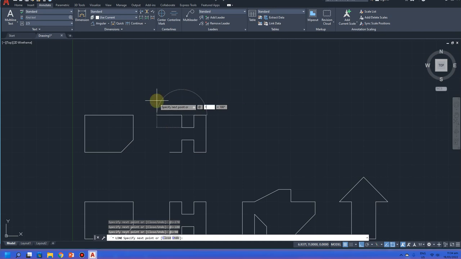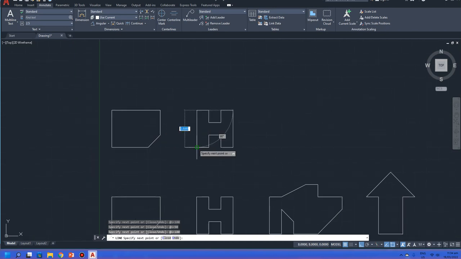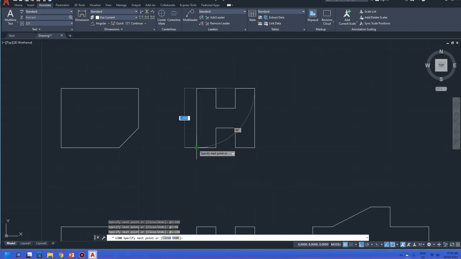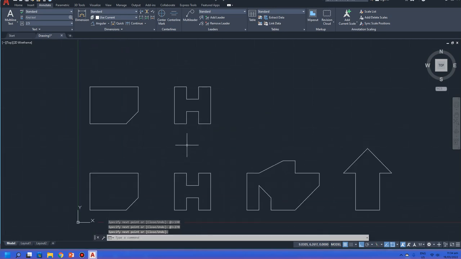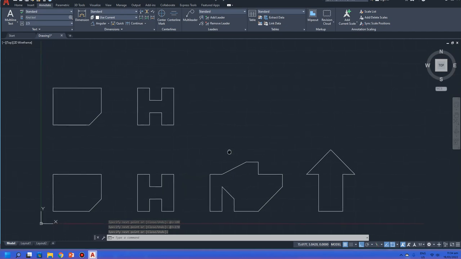At distance 1, angle is 180, and you can just click here to close the shape or figure. But if you want to do it manually, you have to type the value. Okay, distance is 3 and angle is 270. And that's how you create a shape using polar coordinates.